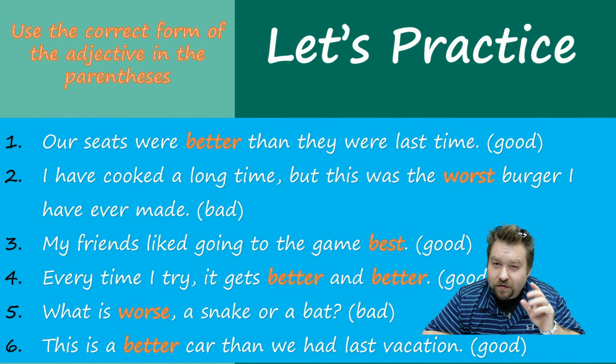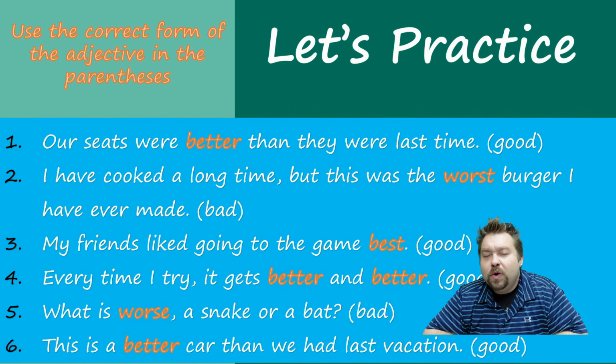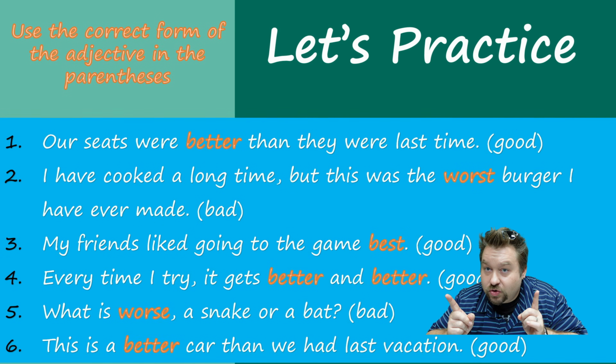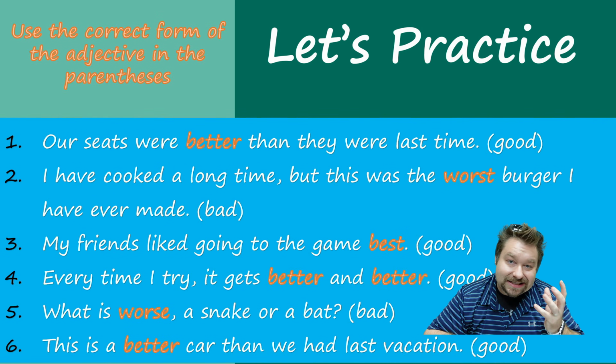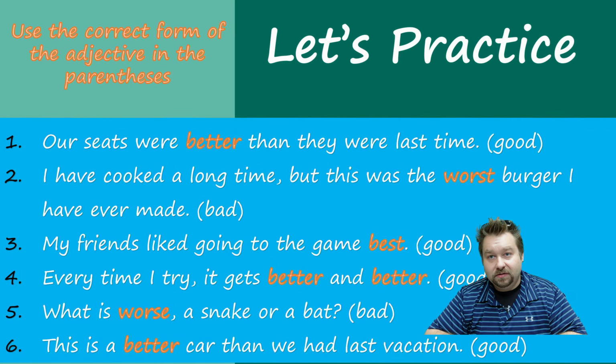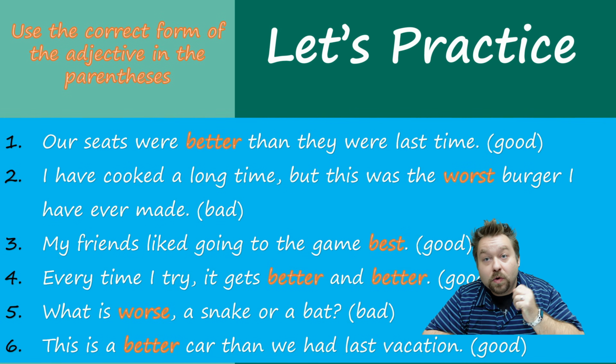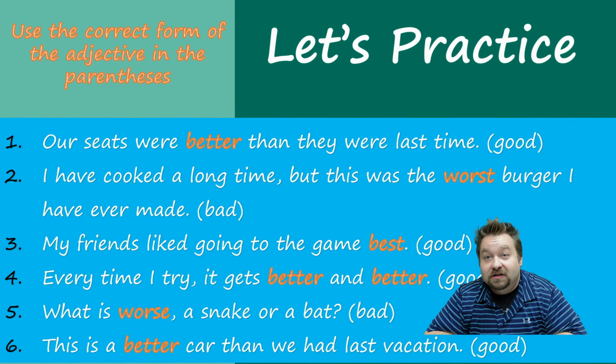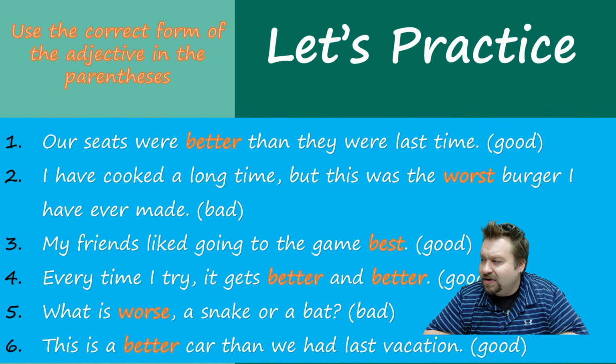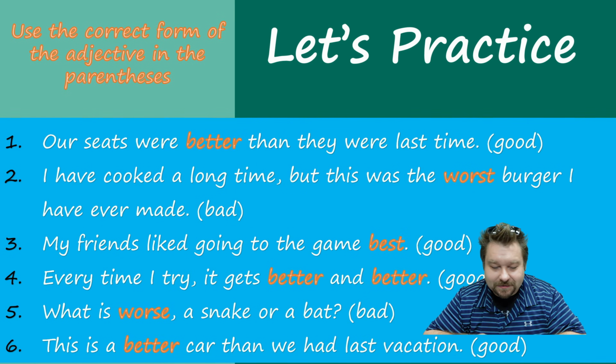Right? Number 5. What is worse? We have a choice. What is worse? A snake or a bat? Right? We have 2 things. Compare 2 nouns. That's the comparative. Worse. Ugh. Probably a snake. Probably a snake.